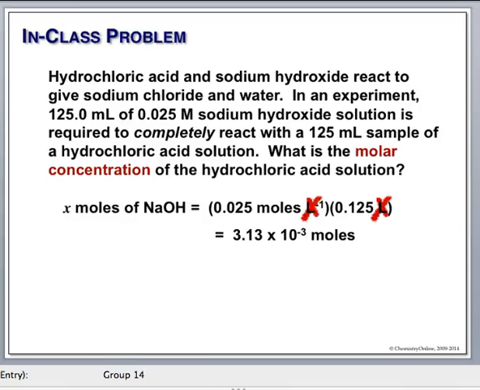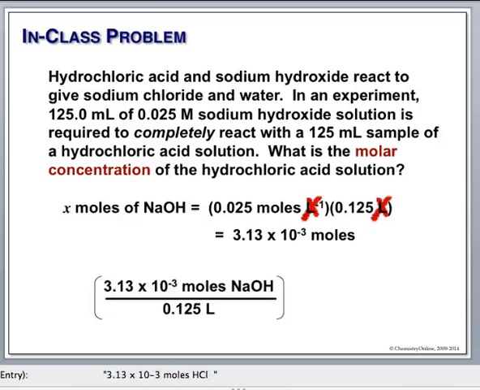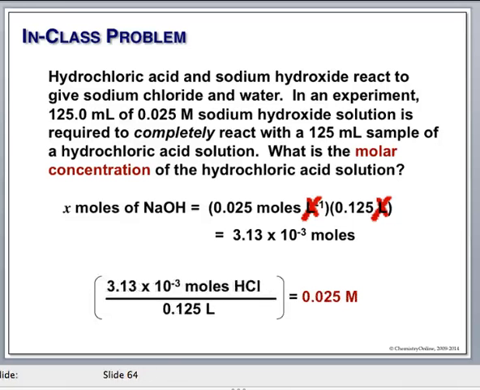Now, we're looking for the concentration of our HCl solution. We know how many moles of sodium hydroxide we had, but because our stoichiometry is 1 to 1, this is the same as moles of HCl, isn't it? So moles of HCl divided by the volume, 0.025 molar.